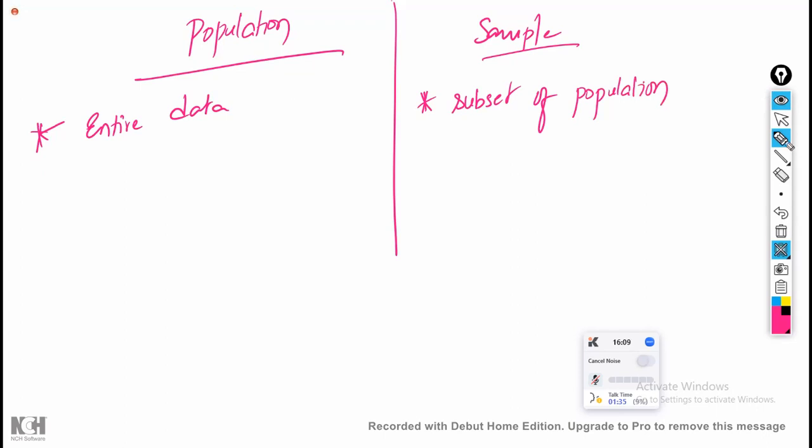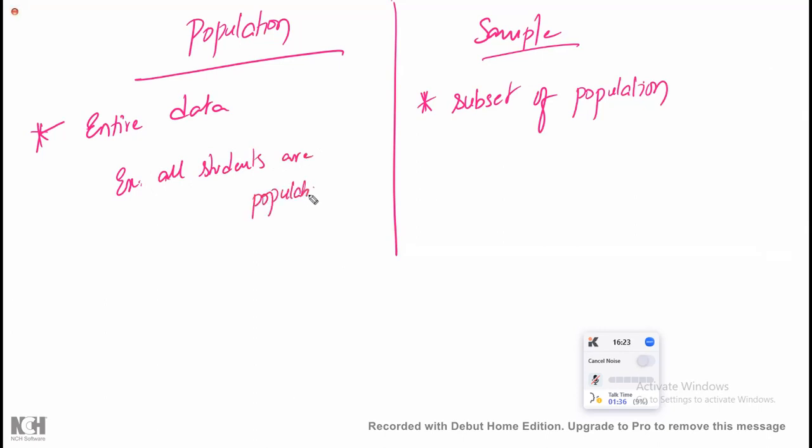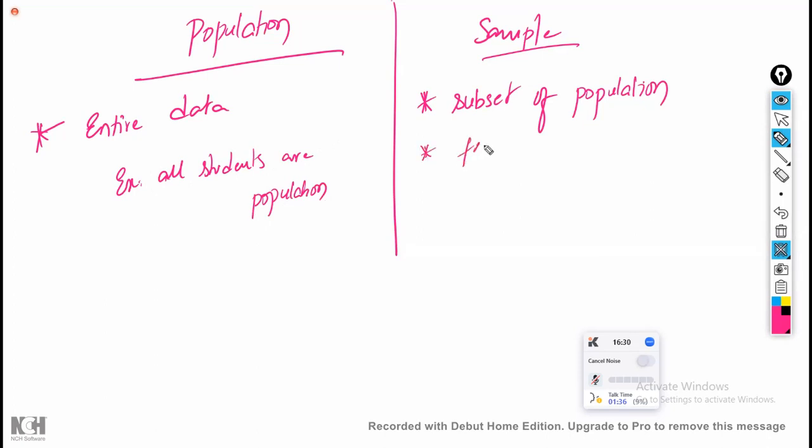Example: in this class, all the students who have registered for this course are called as population. If I consider all my students, they are considered as population. Within this, I'm selecting a few students. A few students are considered as sample. If I select a few students, they are called as sample. If I consider all the students, then it is called as population.